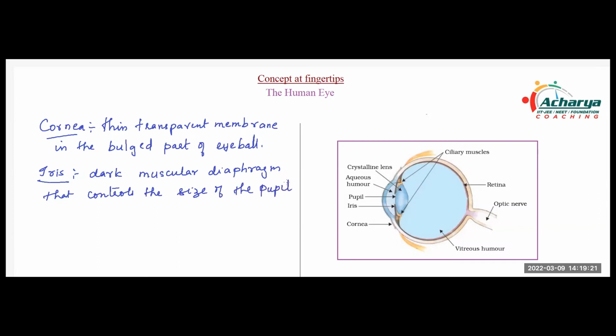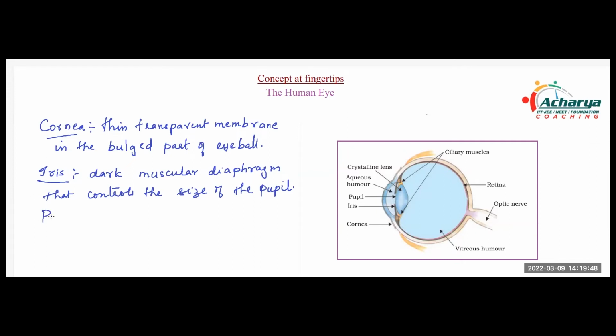So what is the pupil? The pupil is the opening through which the light enters the eye. When the iris contracts or expands, it changes the size of the pupil. So the iris is the dark muscular diaphragm that controls the size of the pupil.